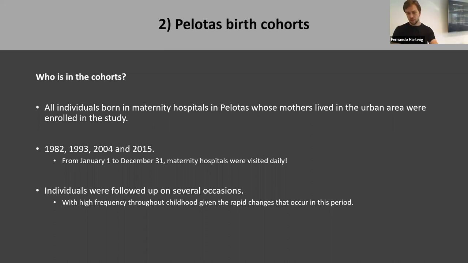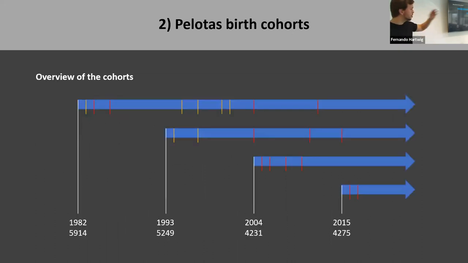And, as in any birth cohorts, individuals were followed up on several occasions, with especially high frequency throughout childhood, because, you know, a lot of things change very fast during that period. So it's useful to measure individuals very frequently during childhood. And here's just an overview of the cohorts. Here is the year, and below, the number is the sample size that we started with at baseline. The number obviously goes down because natality rates are going down.